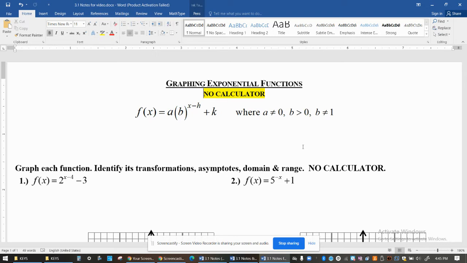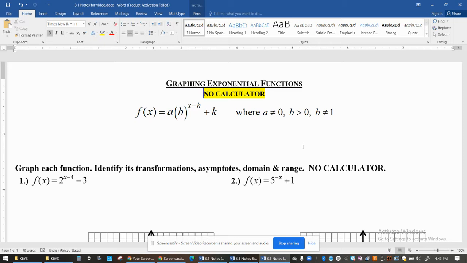Okay, so before you see the transformed equation for an exponential function. So this is not a parent function. This shows some translations and reflections possibly. So I'm going to go over what all these numbers mean.